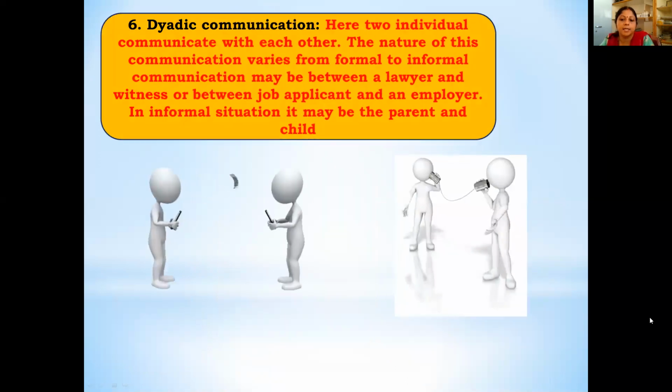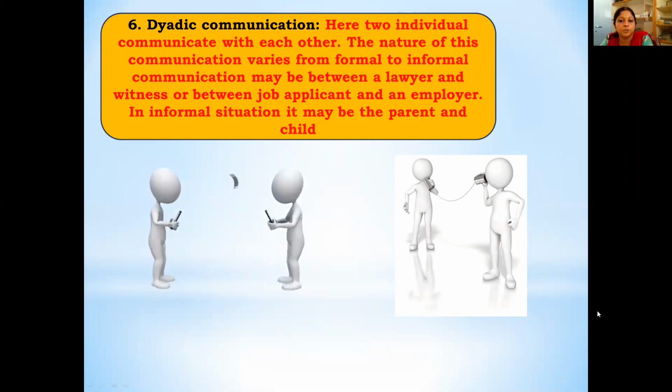And next is dyadic communication. Dyadic communication means only two individuals are involved. Here the communication takes place between the two, as you can see in this picture when we are talking on a phone. It is not a conference call; on the phone you can talk with only one person in the opposite direction. In this case, it varies from formal to informal communication. A formal communication may take place between a lawyer and a client, or a doctor and a patient, or maybe your boss with you.